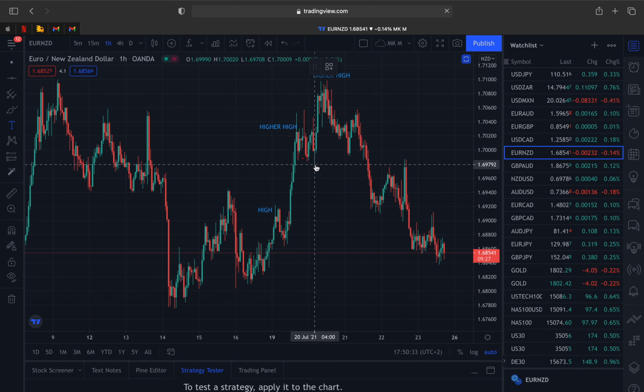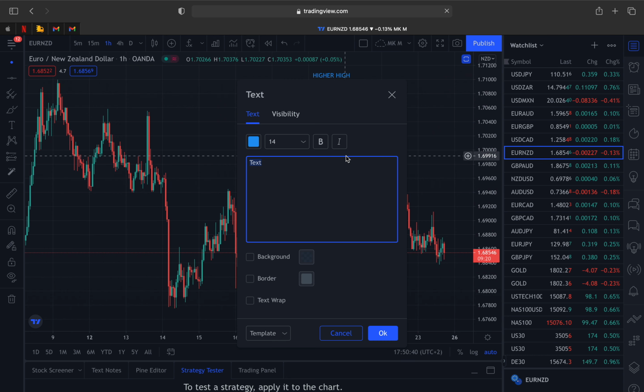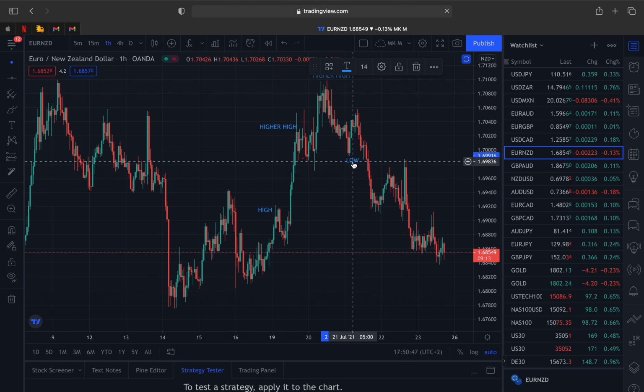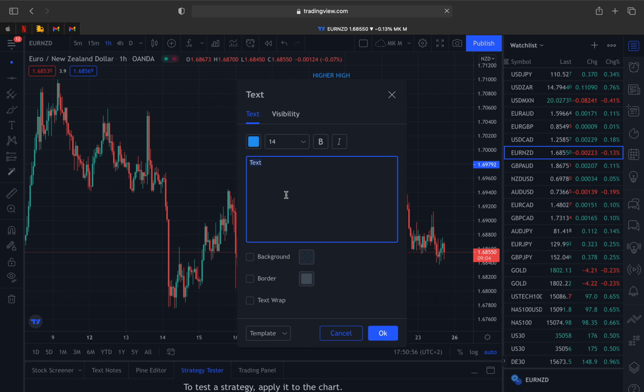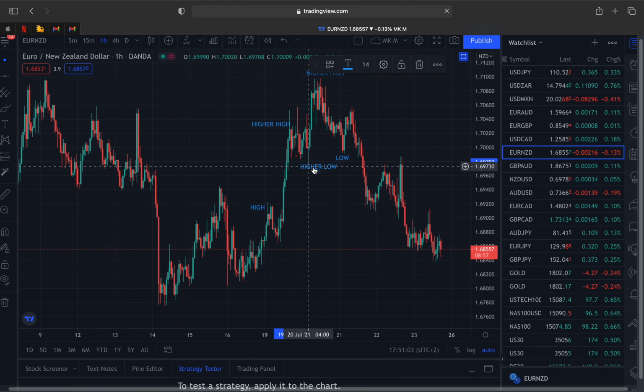And then what do you have here? The correction of this higher high, as you can see here, we'll just call it the low. And this low will be equal to the correction of this higher high, which is a higher low. Sorry about that.